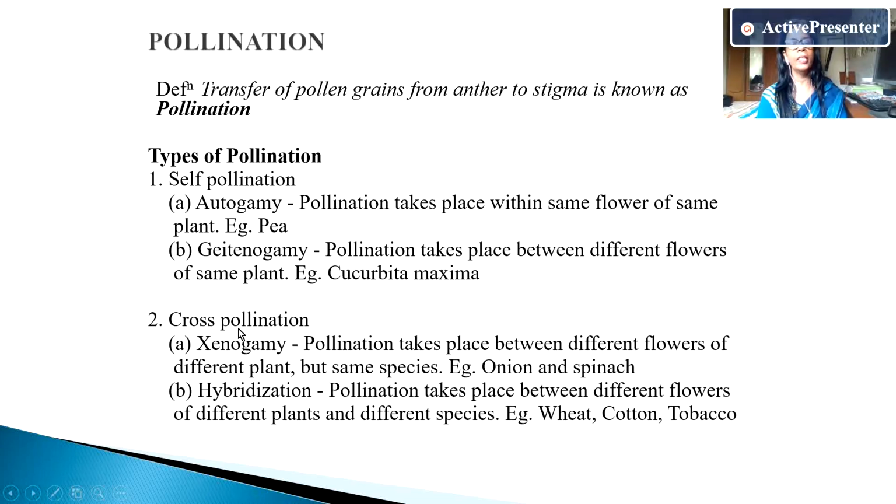So cross-pollination: xenogamy and hybridization. Xenogamy is between different flowers of different plants but the same species. Here, different flowers, different plants and different species: hybridization. So the types of pollination are self-pollination and cross-pollination. Self-pollinations are autogamy and geitonogamy. Cross-pollinations are xenogamy and hybridization.